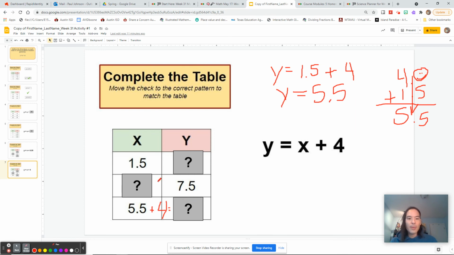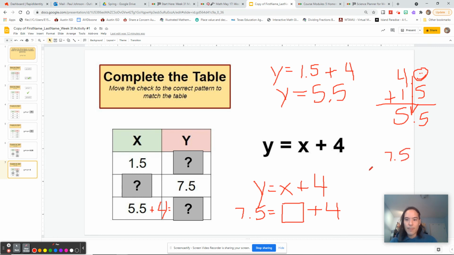So this is going to be the toughest one. Remember, just use your formula: y equals x plus 4. And then fill in the part you know. We do know our y is 7 and 5/10, which equals some number we don't know plus 4. So we could also figure that out by saying 7 and 5/10 minus 4.